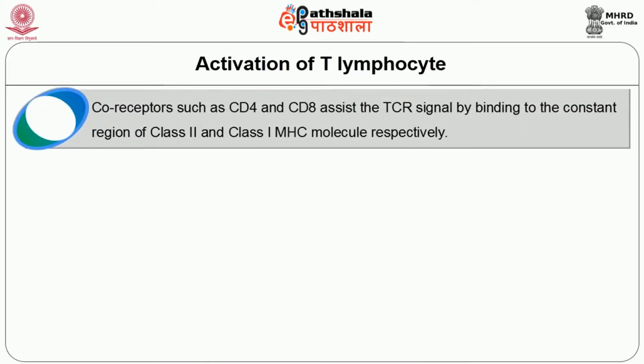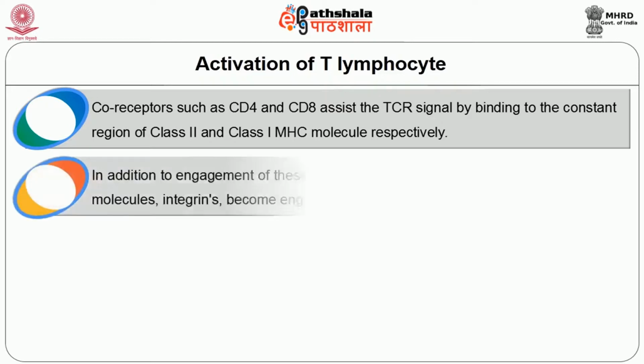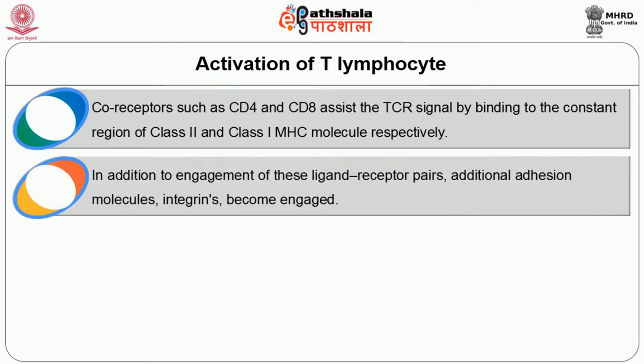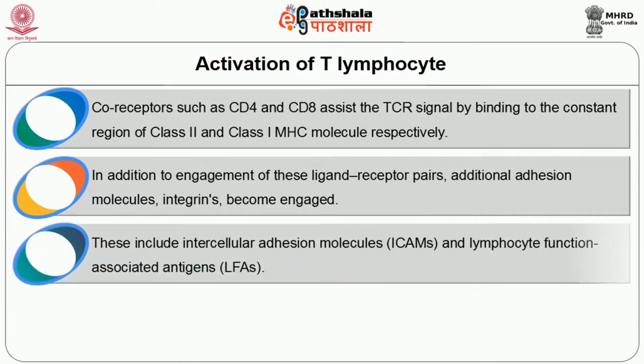Co-receptors such as CD4 and CD8 assist the TCR signal by binding to the constant regions of class II and class I molecules respectively. In addition to engagement of these ligand receptor pairs, additional adhesion molecules, integrins, are also engaged. These include intercellular adhesion molecule, ICAM, and lymphocyte function associated antigen, LFA.